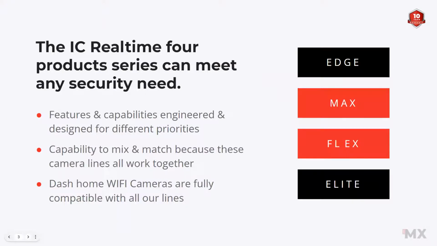So like I mentioned here, we have the 4 different lines here. IC Realtime cameras and recorders have different features and capabilities engineered and designed for different priorities. Capability to mix and match because these camera lines, they do all work together. Dash home and Wi-Fi cameras are fully compatible with all of our lines as well.